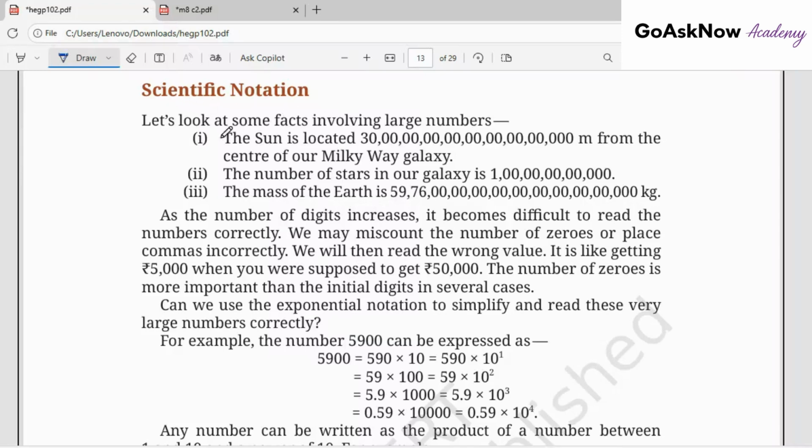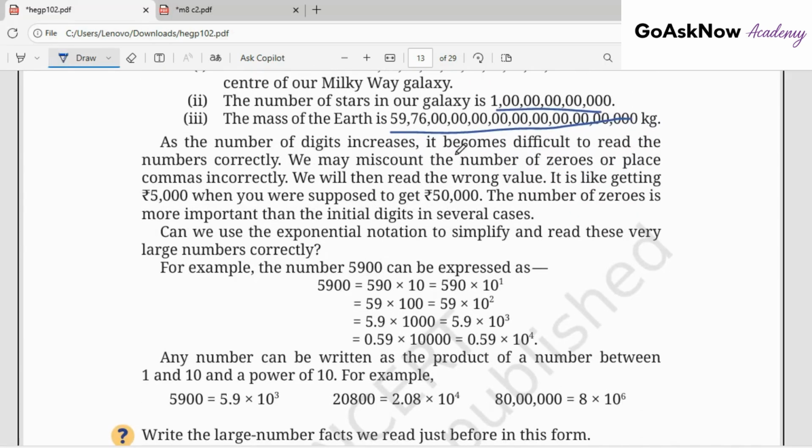Scientific notation. Let us look at some facts involving large numbers. The Sun is located at this many times 10 power something meters from the center of our Milky Way galaxy. The number of stars in our galaxy is this value. The mass of the Earth is this many kg. As the number of digits increases, it becomes difficult to read the numbers correctly. We may miscount the number of zeros or place commas incorrectly. We will then read the wrong value.